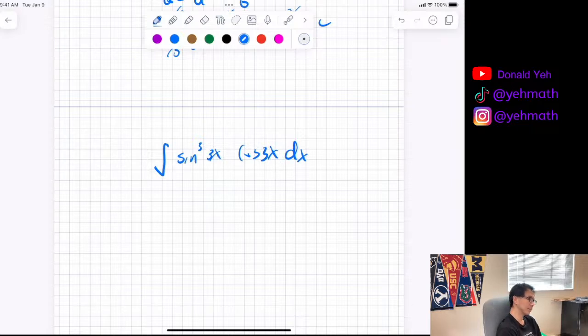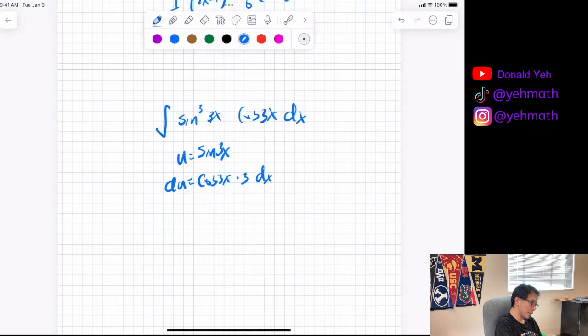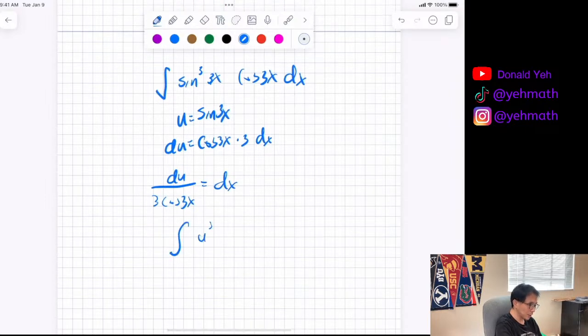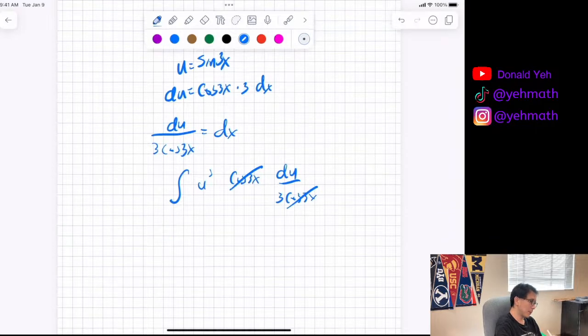U equal to what? Sine of 3x, actually. Think about why: du equals cosine of 3x times 3 times dx, right? So then you can say du equals 3 cosine 3x dx. So I can change that to u to the third times cosine 3x and then du over 3 cosine of 3x. So this will cancel out. It becomes a normal integral.